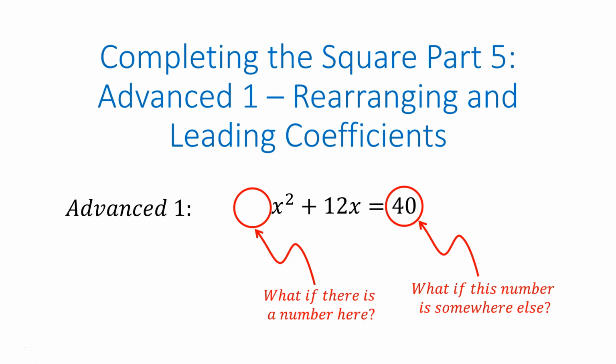In this video, we'll discuss how to complete the square for cases where the constant term is on the wrong side of the equation, and when the leading coefficient is not equal to 1. I suggest that you take notes as you watch the video. Get a pencil and some paper, and let's get started.